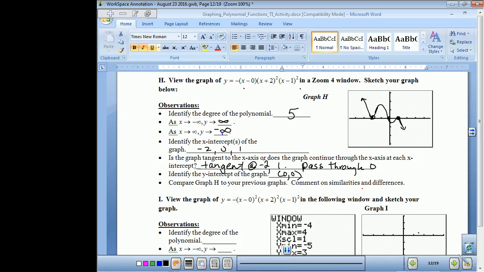All right, H. This one has a degree of 5 because 2 plus 2 plus the understood 1 make 5. Odd, opposite. When it's odd and negative, it's going to rise to the left and fall to the right. Rise to the left and fall to the right.